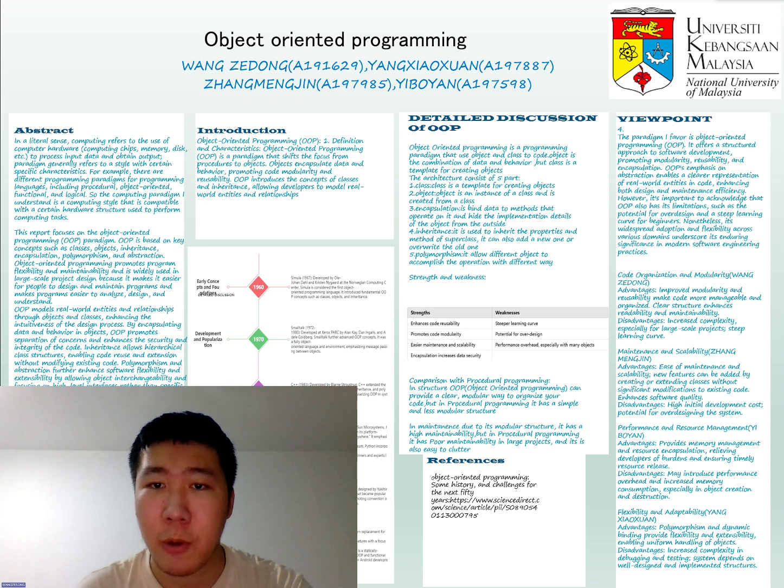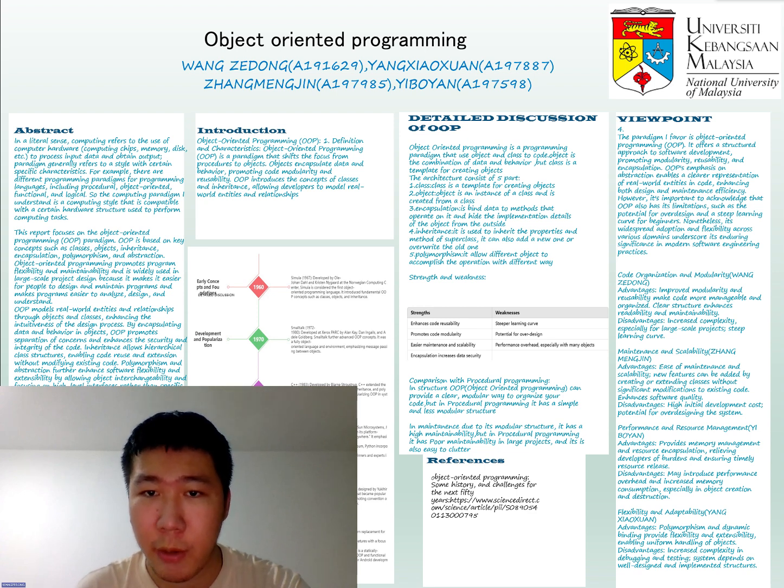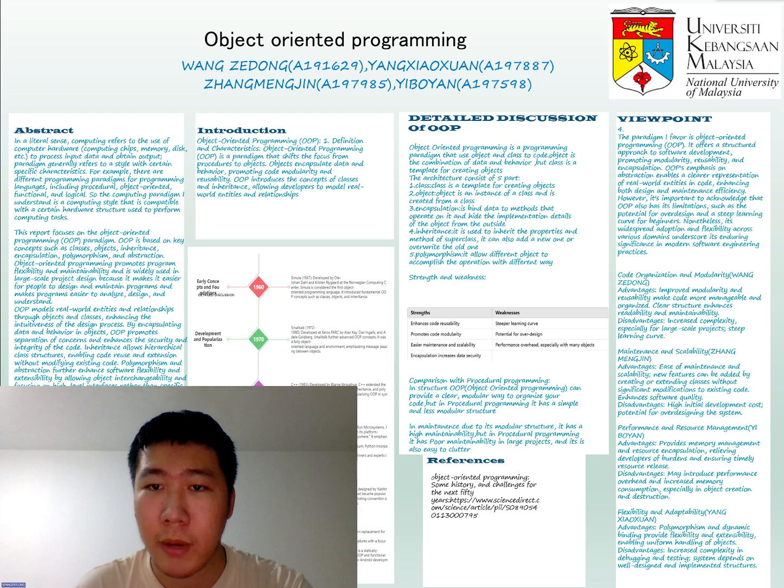The third one is encapsulation. It bundles data and the methods that operate on it, and hides the implementation details of the object from the outside. The fourth one is inheritance. It is used to inherit the properties and methods of the superclass. It can also add new ones or override the old ones. The fifth one is polymorphism. It allows different objects to accomplish the operation in different ways.